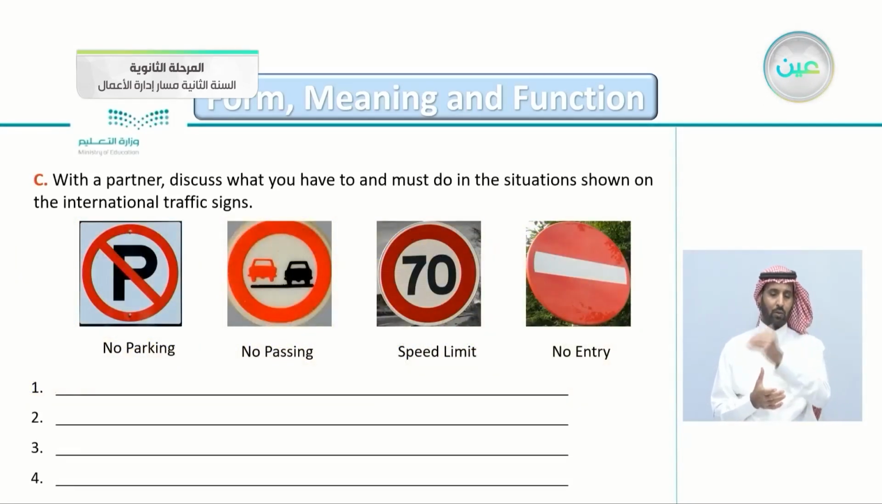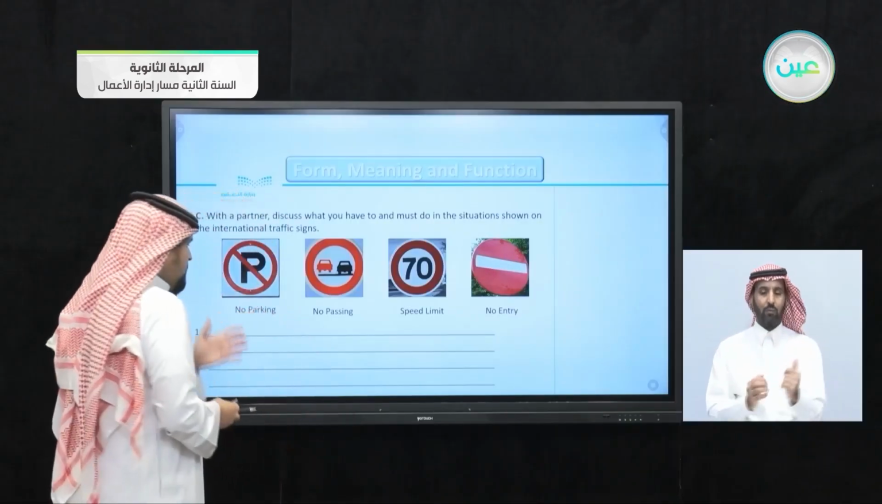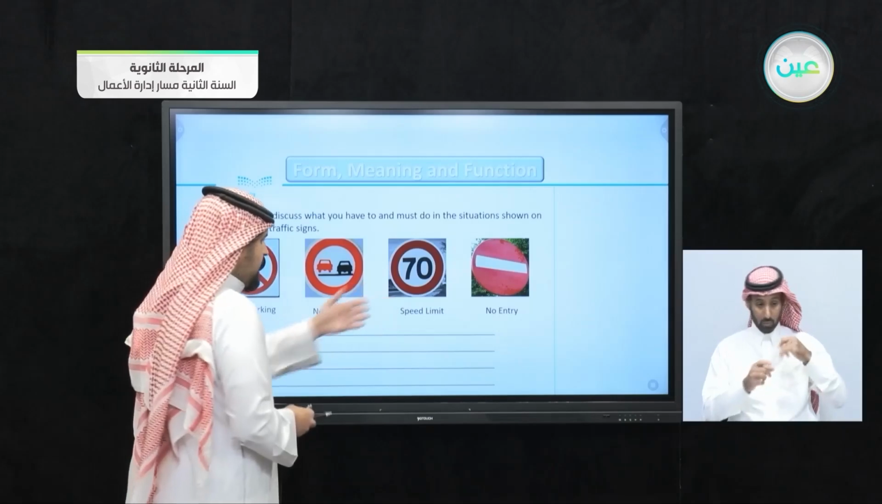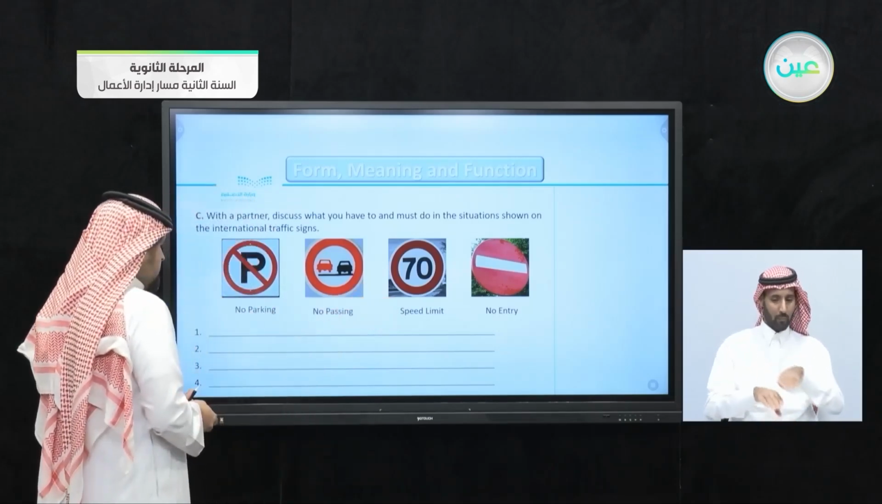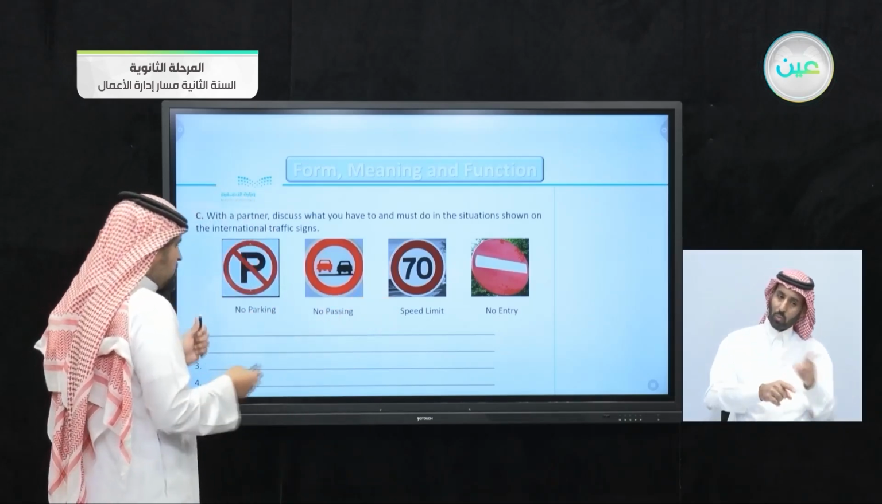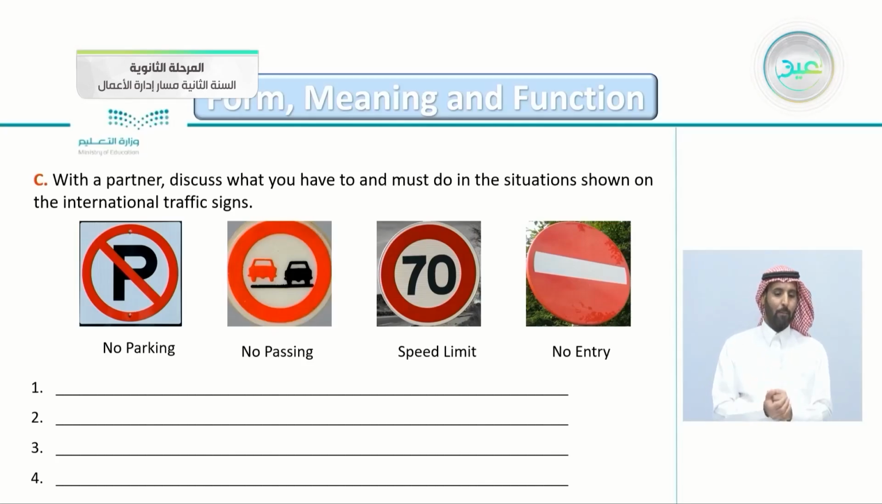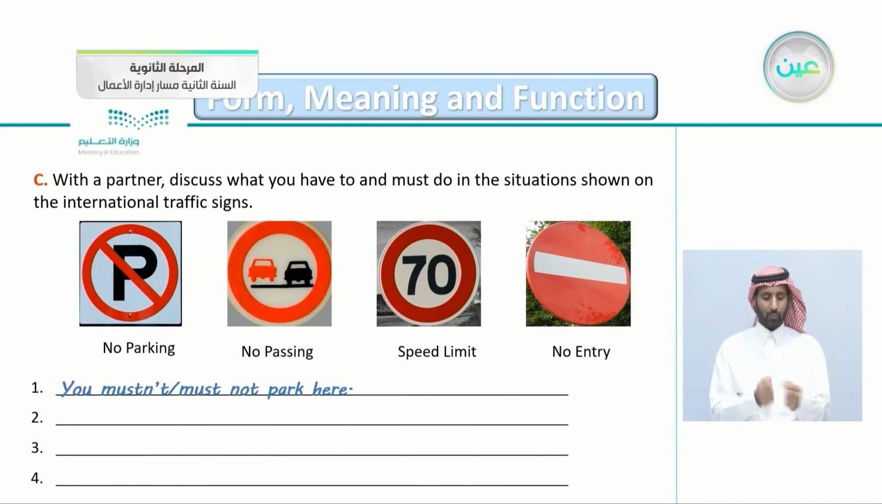So here's exercise C. With a partner, discuss what you have to and must do in the situations shown on the international traffic signs. Of course, you know all of these signs, you've seen them on the streets. No parking, no passing, speed limit, and no entry. So, number one, what do you have to do here? What can you say, have to or need to? Yes, with the no parking sign here, you can say you must not or you mustn't park here.